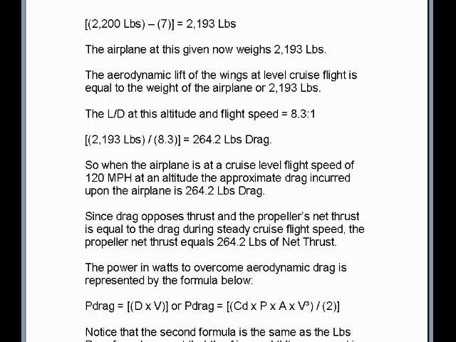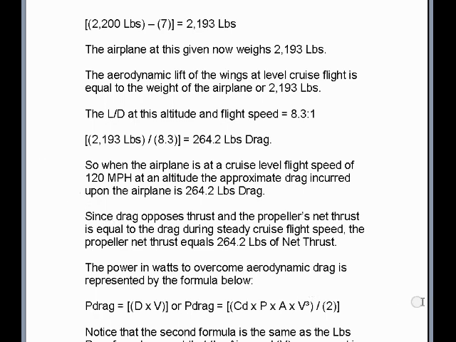The aerodynamic lift of the wings at level cruise flight is equal to the weight of the airplane, or 2,193 pounds. The L over D at this altitude and flight speed again is 8.3 to 1, so we divide the weight of 2,193, which is equal to the lift, by 8.3. So at this flight parameter, there's 264.2 pounds of drag. So when the airplane is at cruise level flight speed of 120 miles per hour at this altitude, the approximate drag incurred upon the airplane is 264.2 pounds.